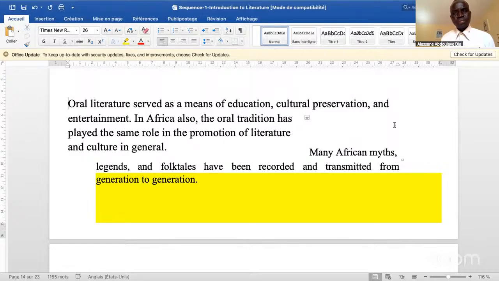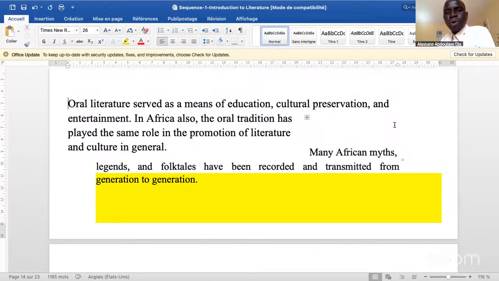Our previous societies, our great-great-grandfathers, they could not write, but they had a beautiful culture. They had a beautiful literature, and literature was oral. And there was entertainment. They used folktales, les contes et les légendes. You have read Les Contes d'Amadou Koumba by Birago Diop. Les Contes d'Amadou Koumba tells you about how the African oral tradition was saved, how literature existed before literacy. So in Africa also, the oral tradition has played the same role in the promotion of literature and culture in general. I have given you Les Contes d'Amadou Koumba, Les Os de Morlam, you have read this.